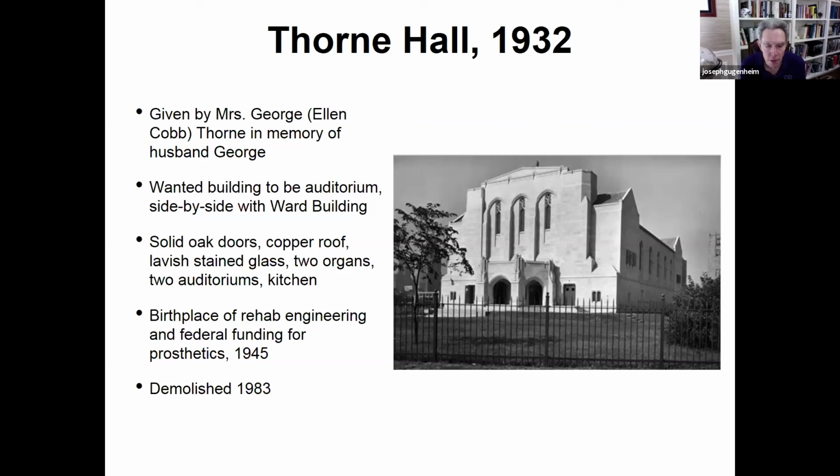The building was demolished in 1983 to build the Wieboldt building. Those of us who graduated before '83 may remember the solid oak doors and the lavish stained glass windows. When the building was built, it had 2 organs, 2 auditoriums and a kitchen. The building was the birthplace of rehabilitation engineering for prosthetics in 1945, where federal funding was granted for the development of prosthetic limbs.